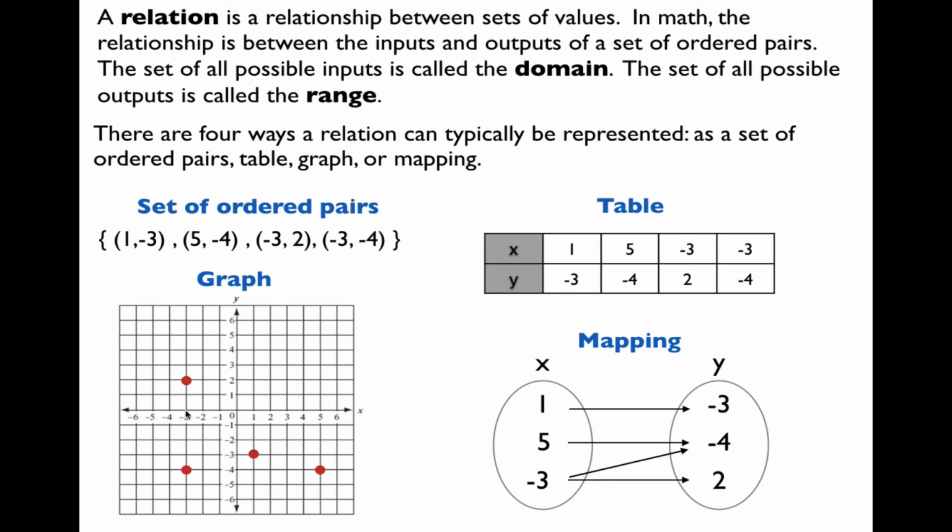And when the input is -3, if you notice there are two outputs here. One output is 2, and the other output is -4. So the input -3 has two outputs. This can best be seen in a graph or a mapping, where we can easily see how the inputs, or the x values, are mapped to or associated with the outputs. So here 1 is mapped to -3, 5 is mapped to -4, and the input -3 is mapped to two outputs, 2 and -4.